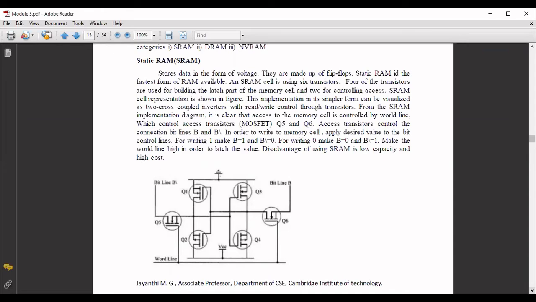So make the word line high. Always you have to keep your word line high in order to latch the value. Latch the value means you have to lock that value or store that value.